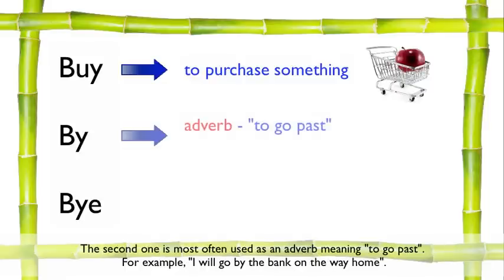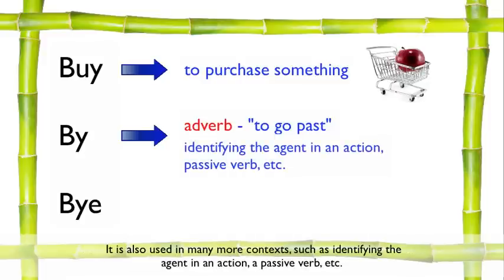The second one, by, is most often used as an adverb meaning to go past. For example, I will go by the bank on the way home. It is also used in many more contexts, such as identifying the agent in an action, a passive verb, etc.